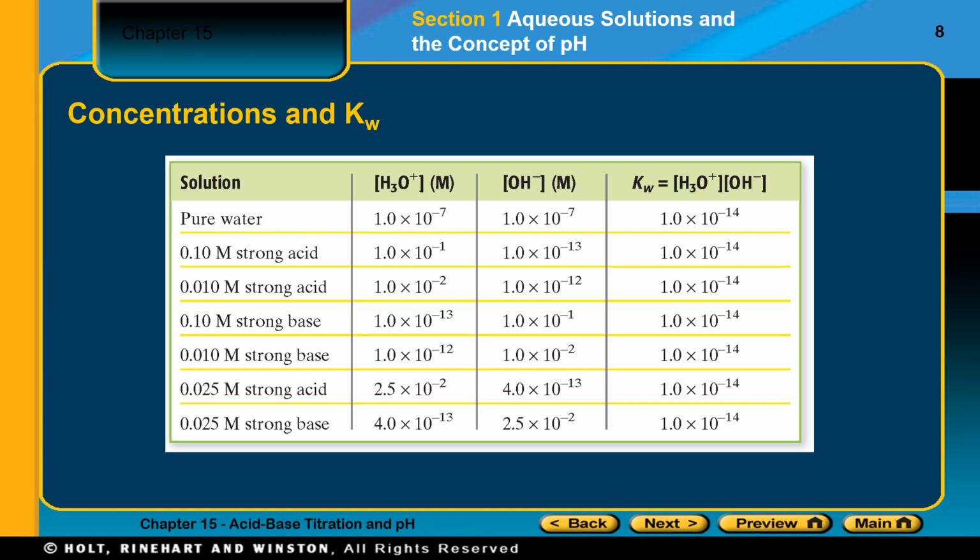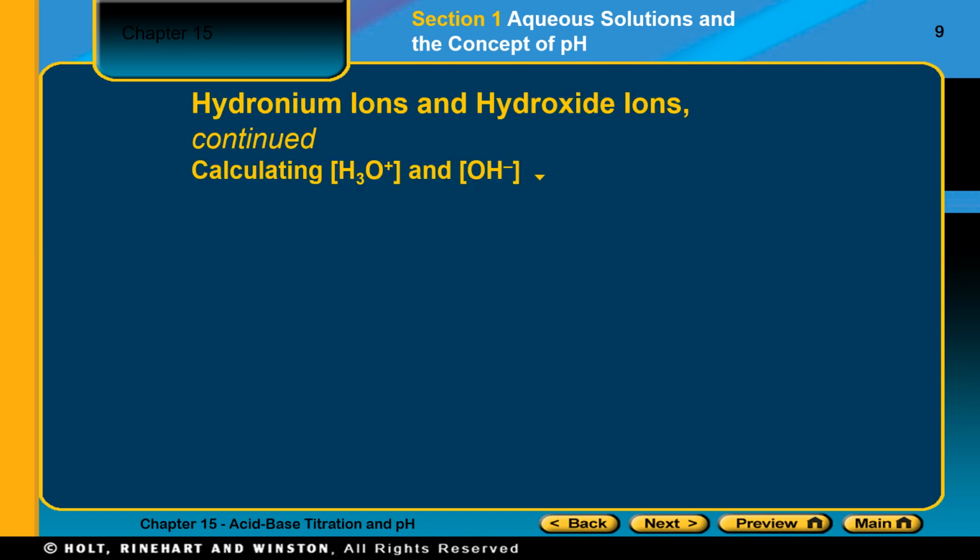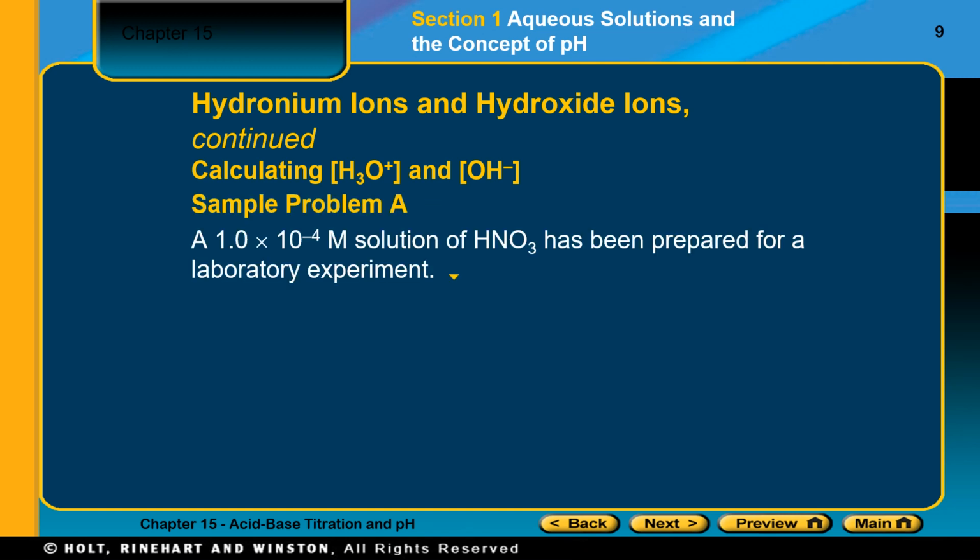Except for the one where it talks about strong acid, but the others, notice that it's less than 1.0 times 10 to the minus 7. But the strong acid in there, the 2.5 times 10 to the minus 2, is kind of a nice one to do with the calculator to realize that it still works the same way as it always has. Okay, so let's practice what we've just learned.